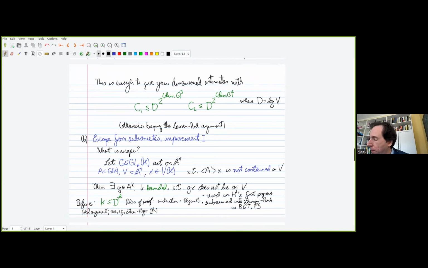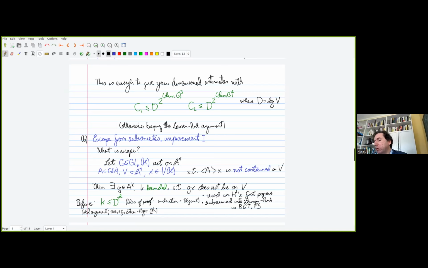You are stuck in this variety, a point stuck in the variety. But you are told there exists a way out of this variety. So the orbit of A applied to X is not contained in V. There's some product of elements of A that gets you out of V. And then the wonderful escape result tells you that there exists a short way, a short product of elements of A, that gets you out of V.